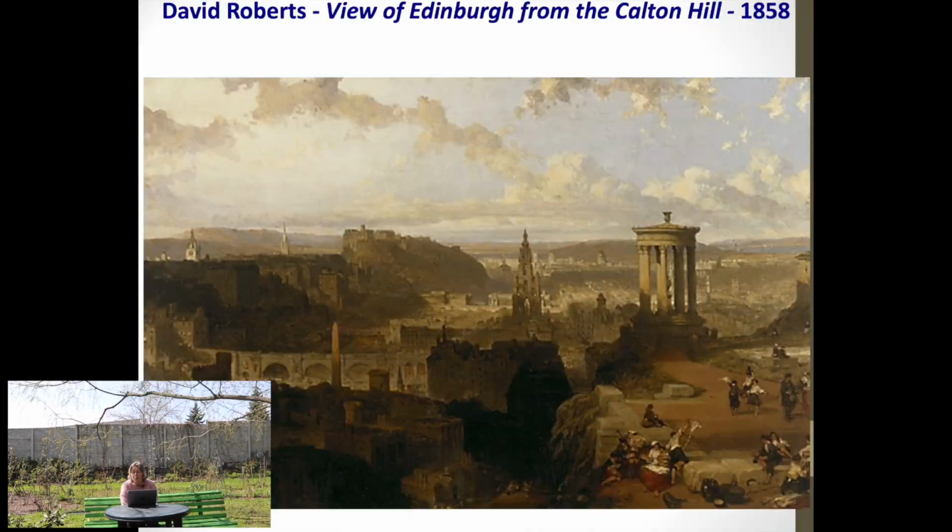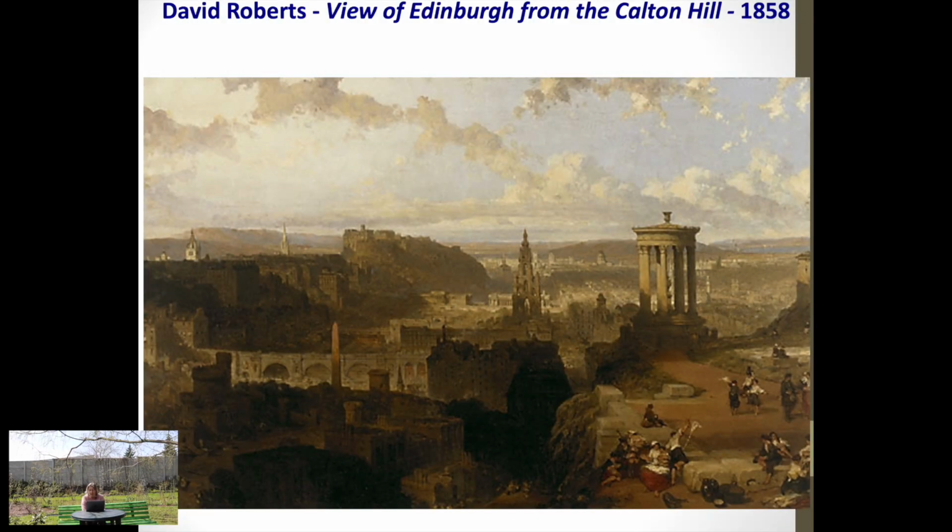Another one, we have David Roberts, A View of Edinburgh from the Calton Hill. So a view actually showing both the new town, the 18th century modern development at the foot of the high hill, and the old town with the castle on the hill itself.